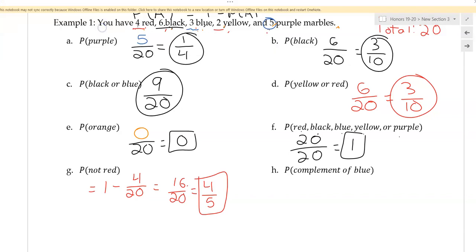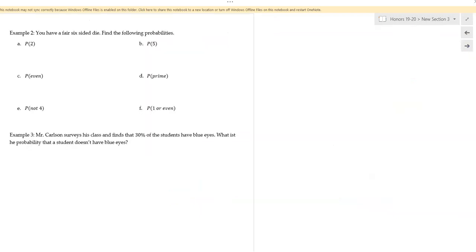Complement of blue is asking the same type of thing, right? This not and this complement of are the same question. Right? So it's 1 minus, I have 3 out of 20 blues, which is 17 out of 20, and that does not reduce. All right, let's go ahead and look at the next page.